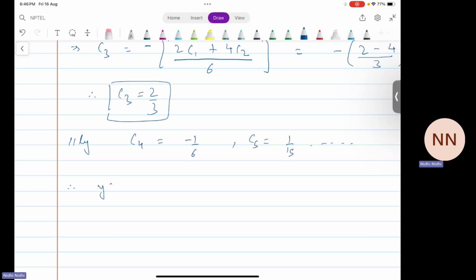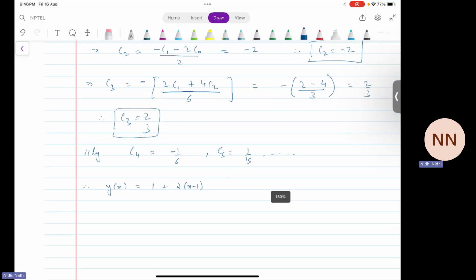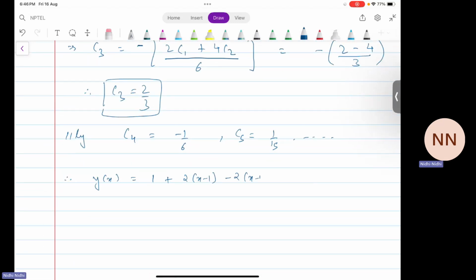Therefore, our solution y of x is equal to C0, which was 1, plus C1, which was 2, so 2 times (x minus 1). Then C2 was minus 2, so minus 2 times (x minus 1)^2, plus 2 by 3 times (x minus 1)^3, minus 1 by 6 times (x minus 1)^4, plus 1 by 15 times (x minus 1)^5 and so on. This is our power series solution.